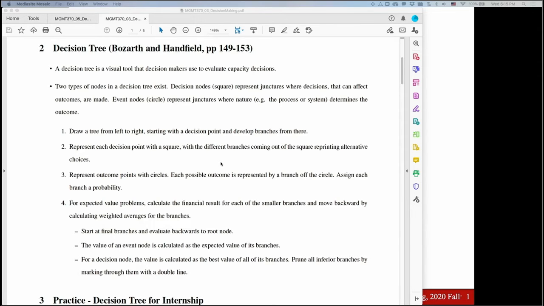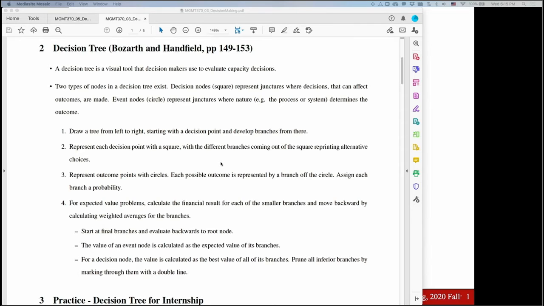And when you construct a decision tree, we can start from the left and move forward to the right. At the very first we can use a decision point, and then we can develop some branches from there. If we have any kind of decision, then we can use a square. Otherwise, if we have some other event or outcomes, then we can use a circle and we can make some branches. At the same time, we have to assign a probability to each branch.